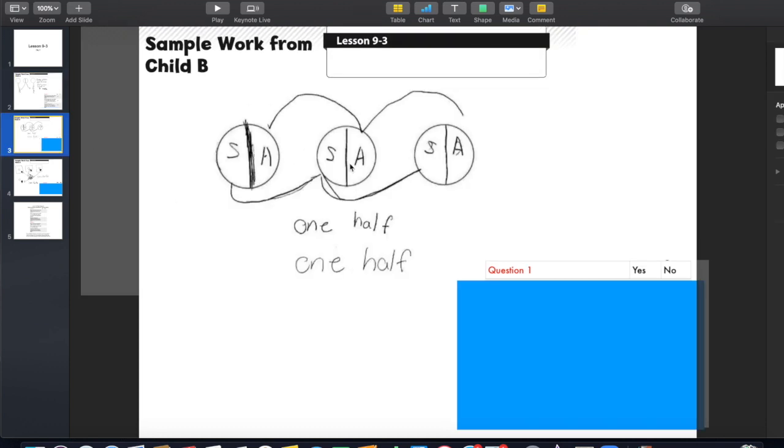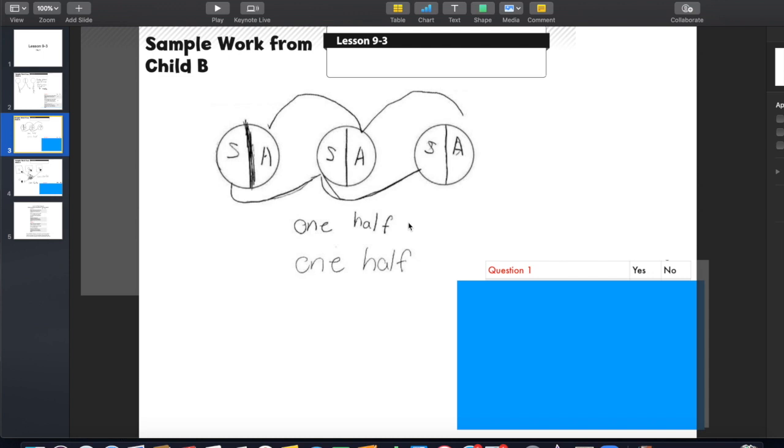So sample from child B, I can see they have the 3 muffins here, and then they took each muffin and they split it between the 2 people. So S and A, they each get a half a share here. S and A, this person gets 1 of 2 parts, this person gets the other of 2 parts. S and A split. So I think this picture is really clear. I can see how much each person is going to get.